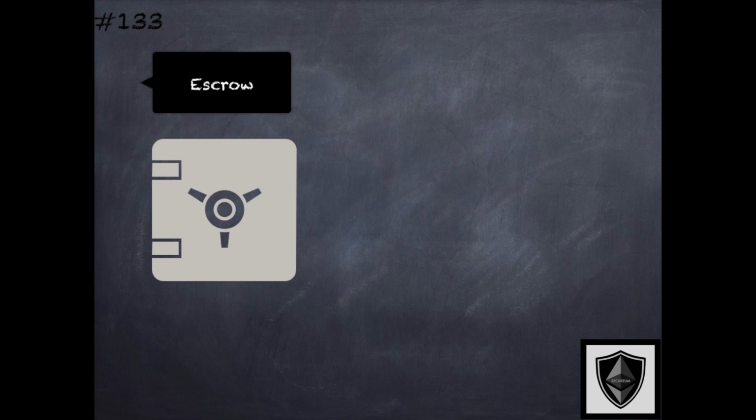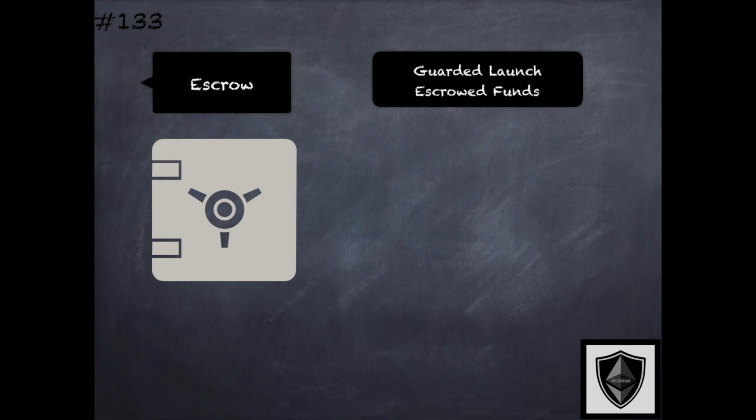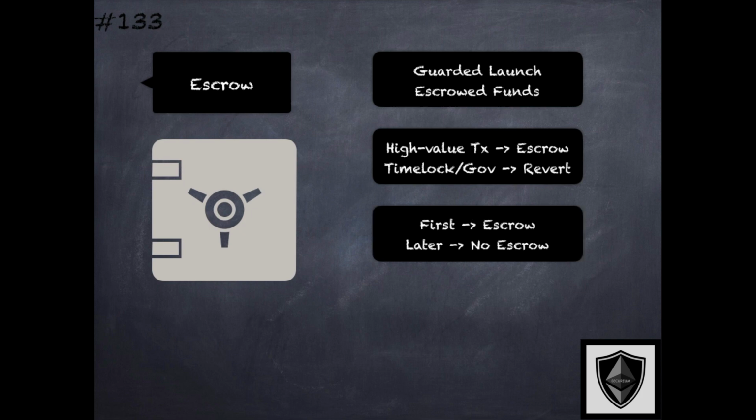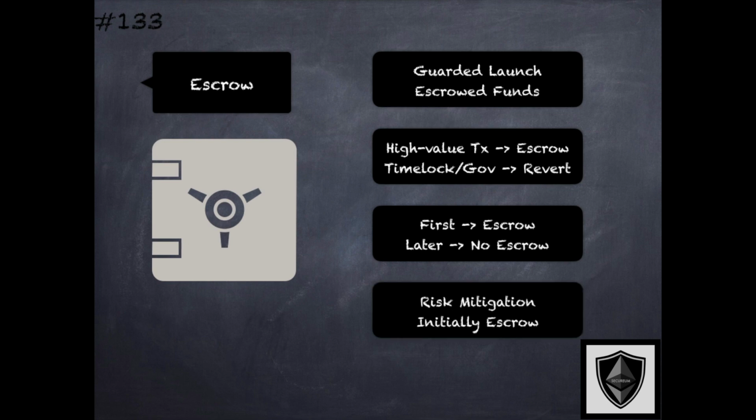Another guarded launch approach is to use the familiar concept of escrow from the traditional finance space. In this case, high-value transactions or high-value operations are escrowed, where there are time locks or specific governance capabilities that have the power to nullify or revert these transactions in case something unexpected happens with it. So the guarded launch approach is to first start off with an escrow capability, which upon greater confidence in the system is removed.